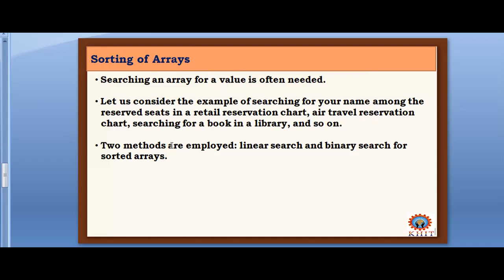Searching is also an example for arrays. A particular value will be searched in an array. If you find that value, it is printed. Otherwise, it will simply print that the value is not found in that array. There are two types of searching mechanisms. One is linear search and another one is binary search.